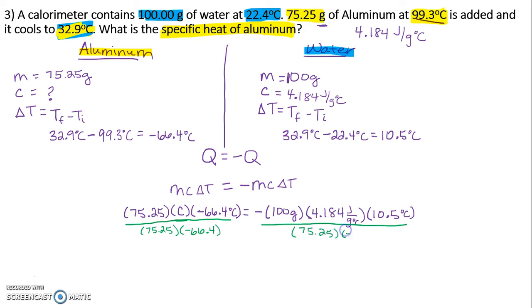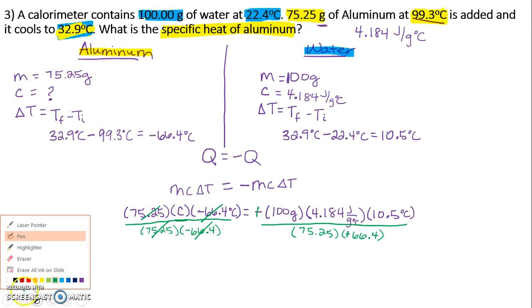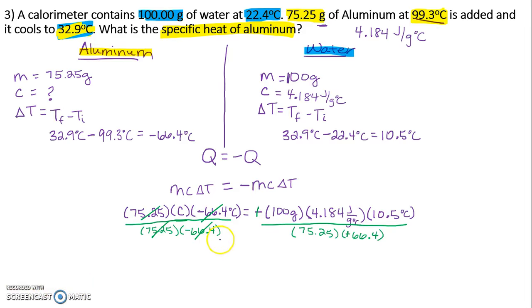75.25, negative 66.4. On this side, these guys all cancel out, and then I'm left with this mess over here. For me, I like to see that this negative and this negative will cancel out, so I don't have to put that in my calculator. So I know my answer is going to be positive when I end up. And since I'm going for a C, that makes total sense. My specific heat capacity will always be positive.